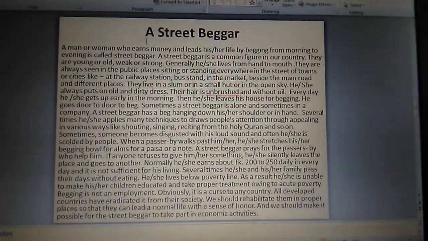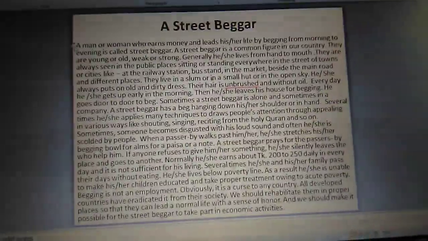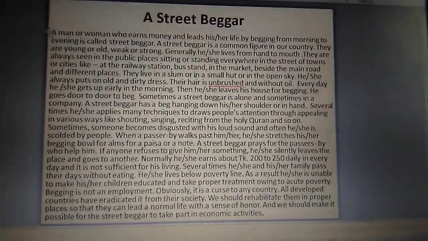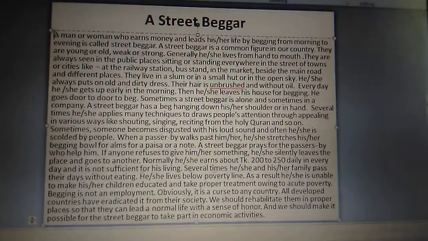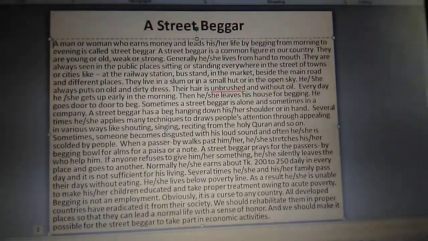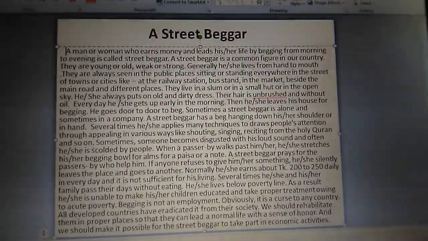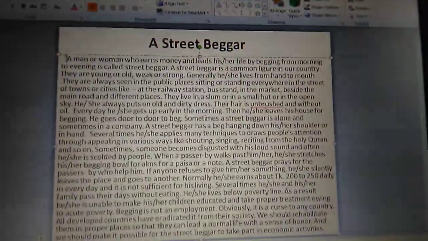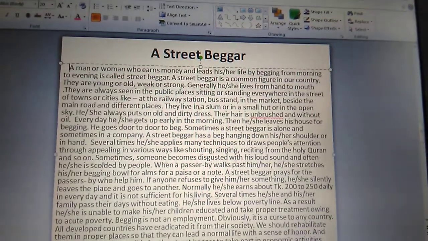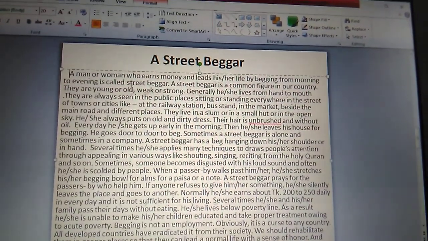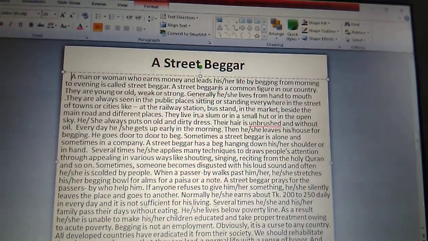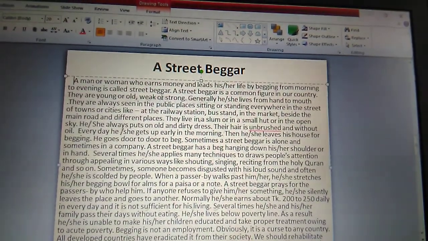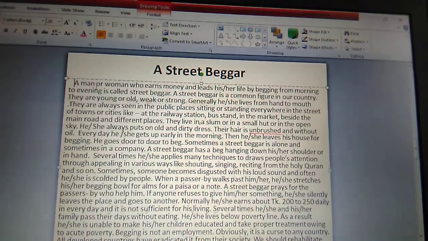After writing the title of the paragraph, you maintain a space of one line. Then you can start here. You can maintain an indent here, and you can start the paragraph in that way. Look here: a man or woman who earns money and leads his or her life by begging from morning to evening is called a street beggar. So here, who is called a street beggar?